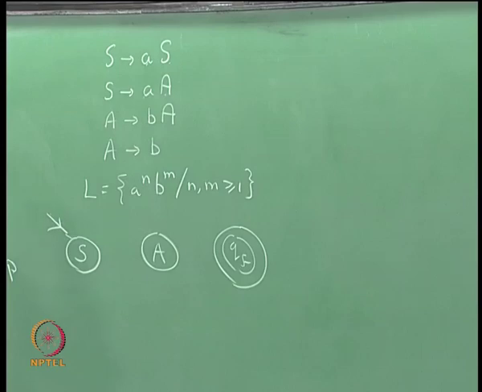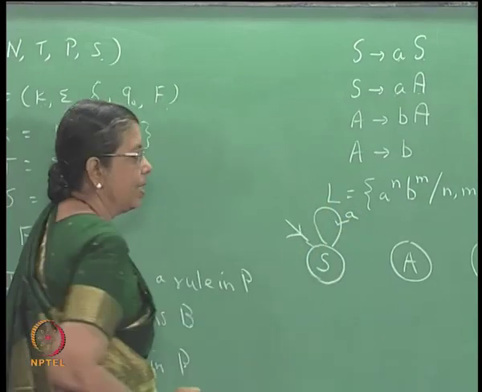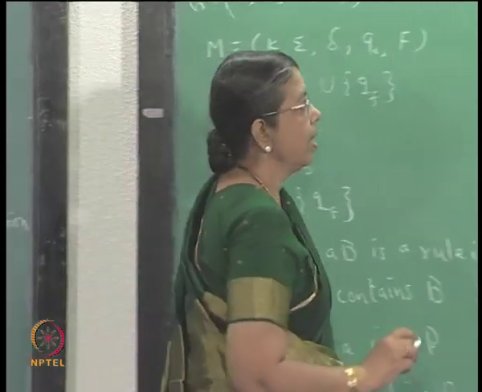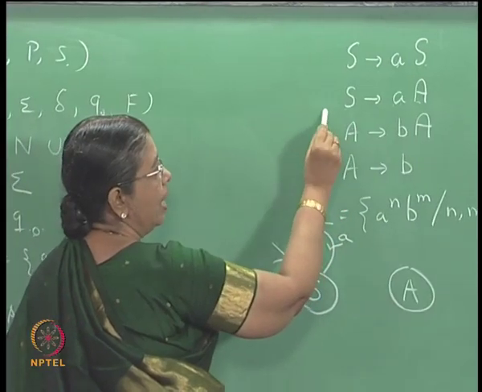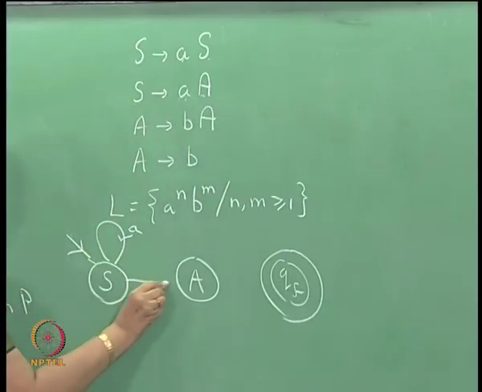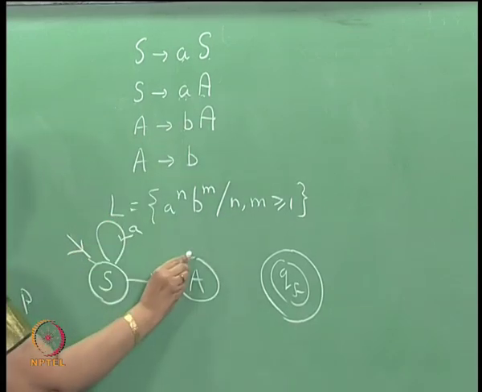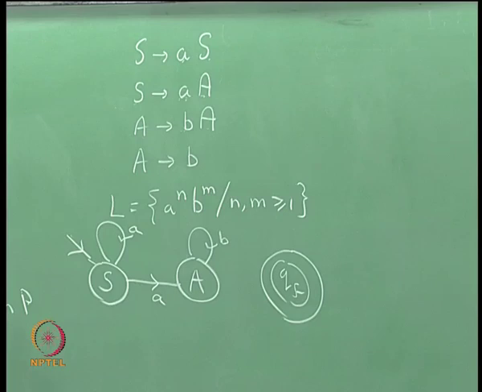Okay. So, S goes to AS is a rule. So, delta of SA will contain S, that is from S to S there is an arc with label A. S goes to AA. So, by our construction delta of SA will contain A. So, there will be an arc with label A going from S to A, and you have A goes to BB, that is delta of AB will contain A. So, there is an arc with label B going from A to A.